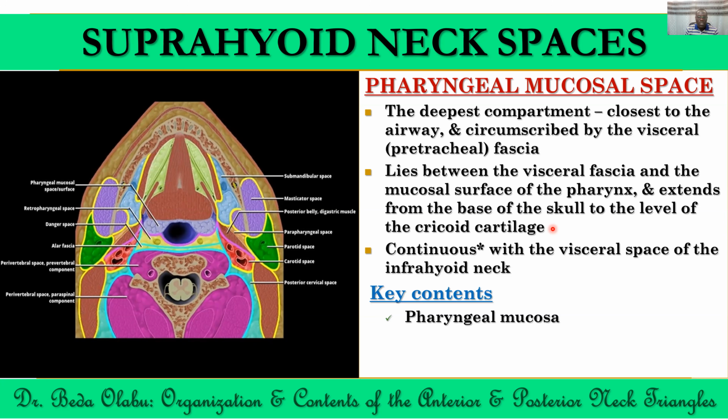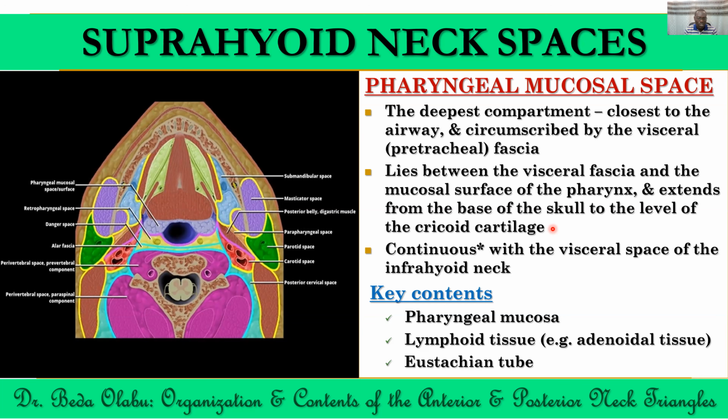So the key contents of the pharyngeal mucosal space are the pharyngeal mucosa, predominantly formed of stratified squamous non-keratinized epithelium. There's also lymphoid tissue deep to that epithelium, and importantly, the lymphoid tissue there is part of what we call Waldeyer's ring. We'll talk more about it when we look at the pharyngeal anatomy. But this Waldeyer's ring is a ring of lymphoid tissue around the pharynx, and one of them is called the adenoidal tissue, which is found in the nasopharyngeal roof.